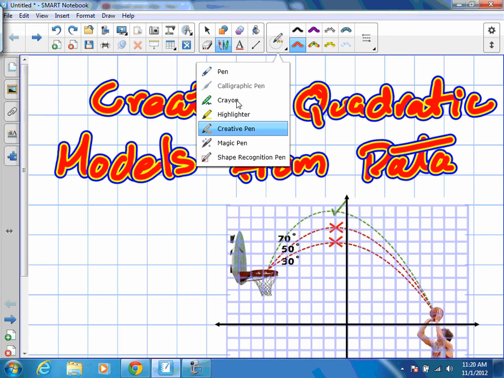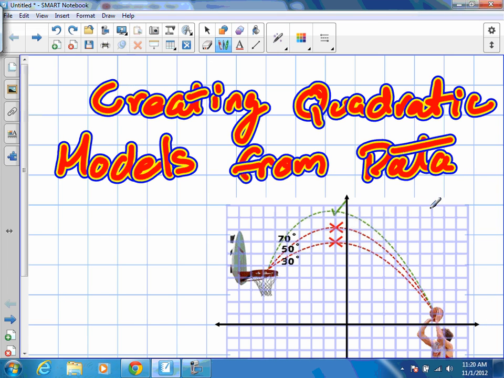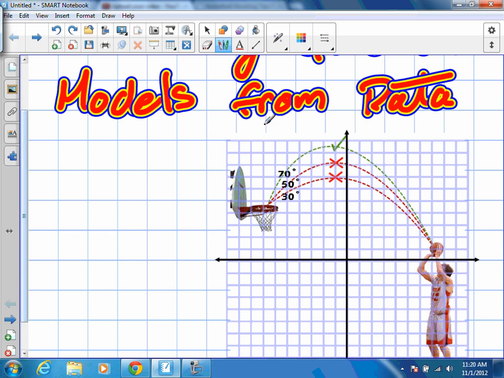We're creating quadratic models from data, okay? So, in the first one, they've helped us out a little bit. They have 3 pictures. What we're going to do is create a quadratic model from those pictures. And then we're actually going to take the idea of a shot in sports. We'll use something else, and we'll take information and create data from it.